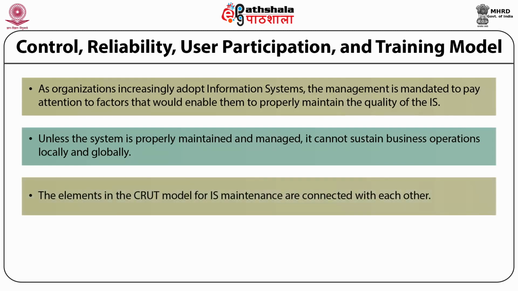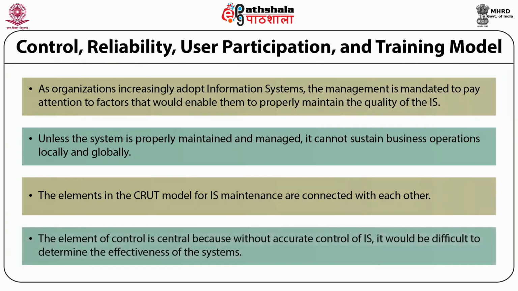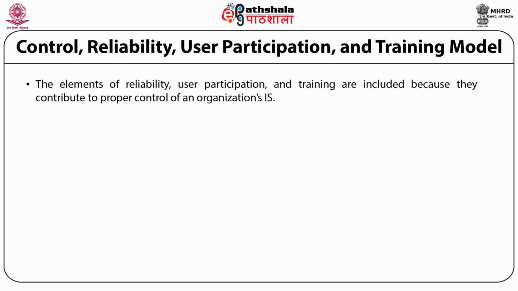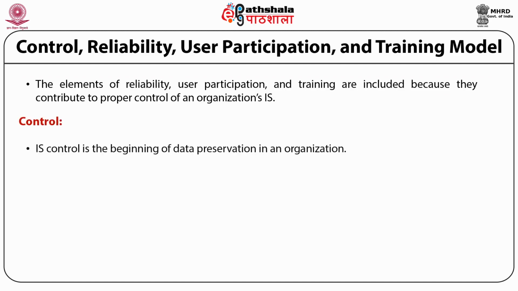Elements in the control, reliability, user participation, and the training models of information system maintenance are closely connected with each other. Each element of control is central because without accurate control of the information system, it is difficult to determine effectiveness of the system. These elements are included because they collectively contribute to the proper control of the organizational information system. We will first and foremost discuss the control aspect. This is the beginning of the data preservation in an organization.